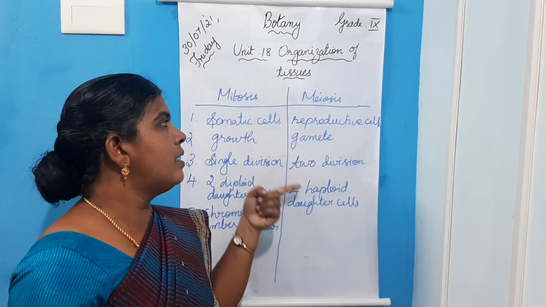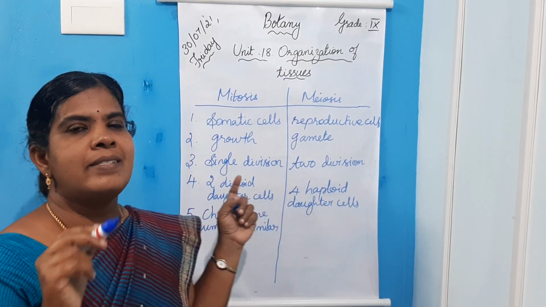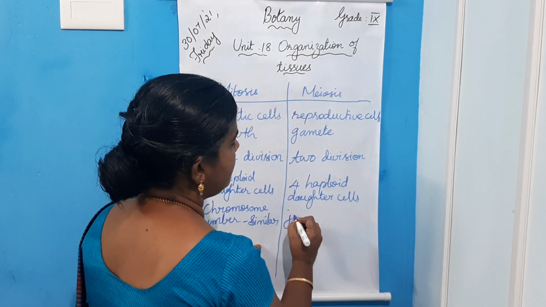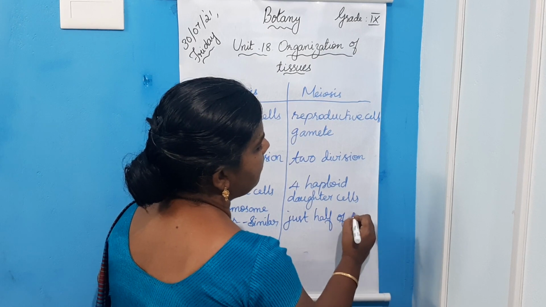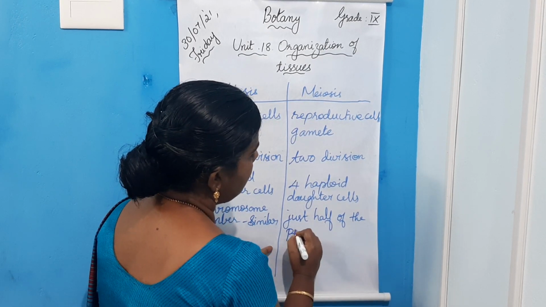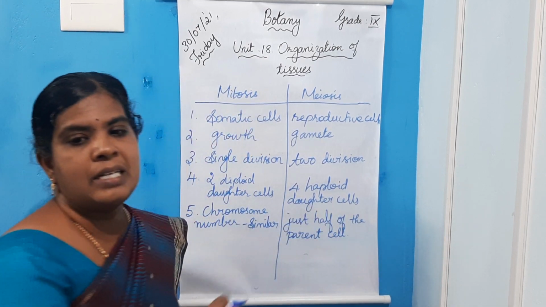What about meiosis? The chromosome number in the daughter cell is just half of the parent cell. So it is called reduction division.